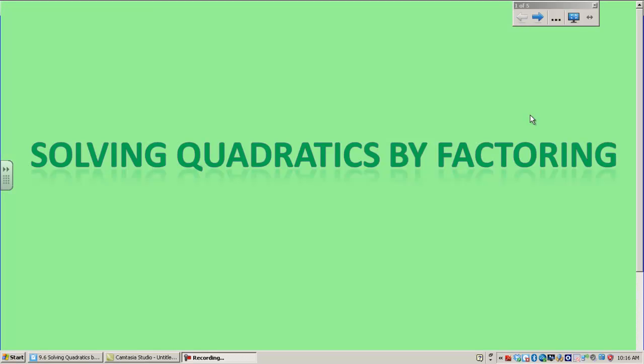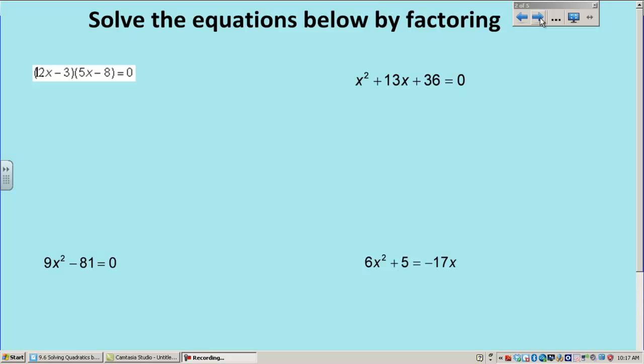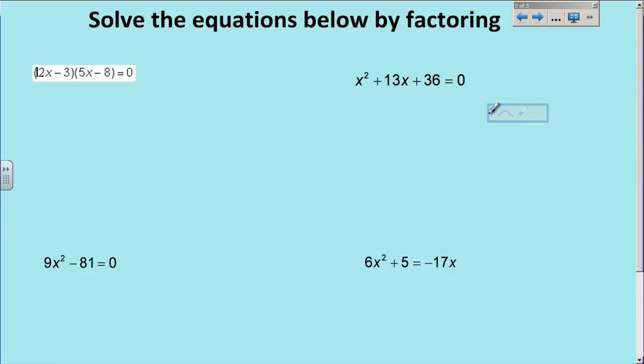We're going to solve quadratics by factoring today. A few examples. This first one right here, the 2x minus 3 and 5x minus 8. I do not know what that little line is. That is a 2x, I promise. This is already factored for you.